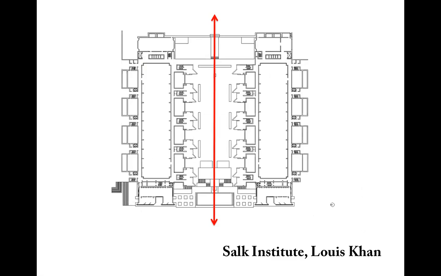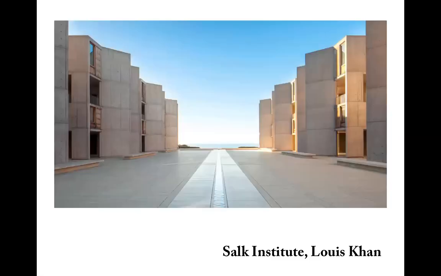Axis is mainly used to align elements. When elements are arranged around an axis, the design feels ordered, as seen here at the Salk Institute designed by Louis Kahn. As you can see here, it's like pointing towards one direction. Next, we'll see the video and an overview of how the axis actually works.